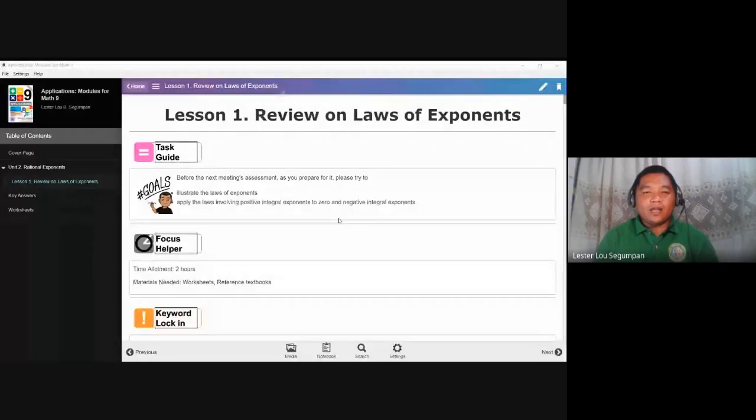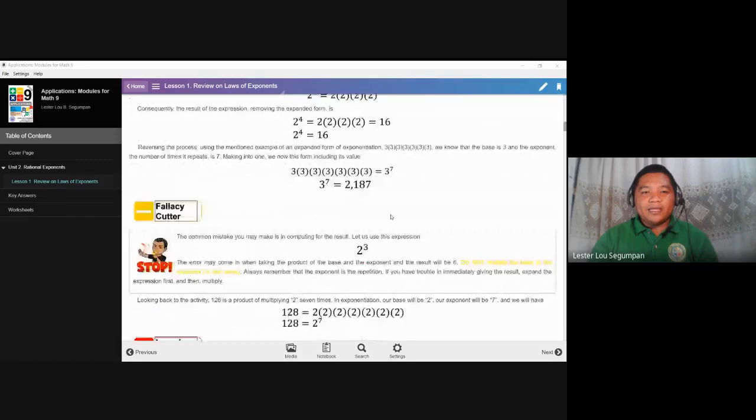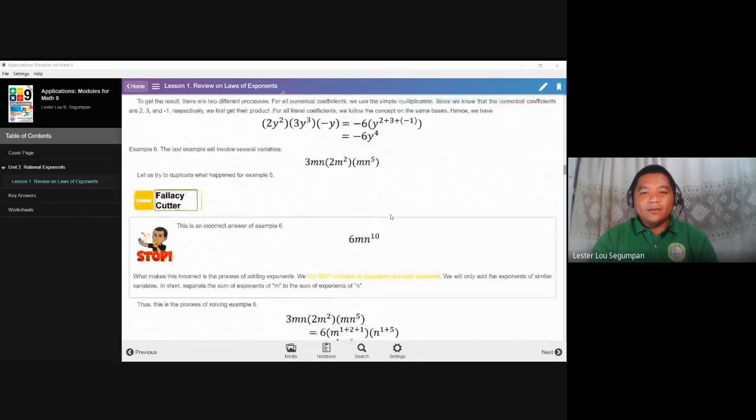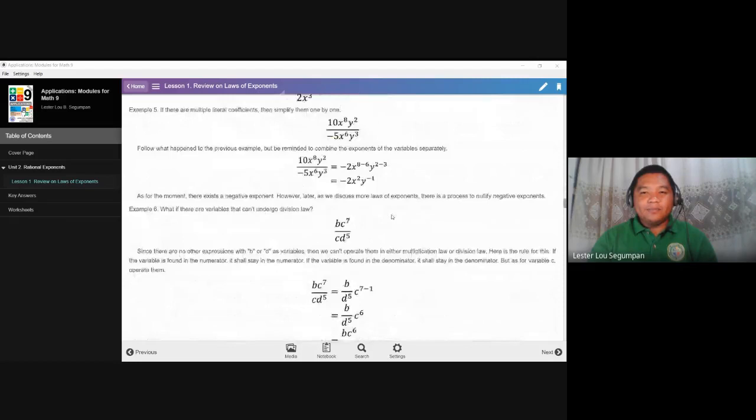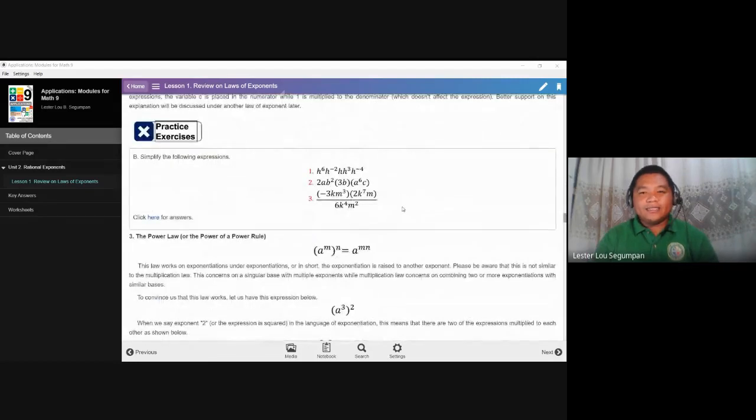Okay. Our lesson number 1 is again a review on laws of exponents. In the previous video, we were able to talk about the basic interpretation of what is an exponentiation or an exponential notation. Right now, we are going to apply the first two rules, first two laws of exponents. So we are going to proceed immediately with practice exercise B. In practice exercise B, we only have three numbers. But these three different numbers here need proper analysis in solving or simplifying the expressions.